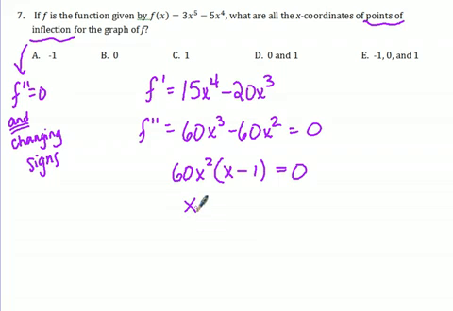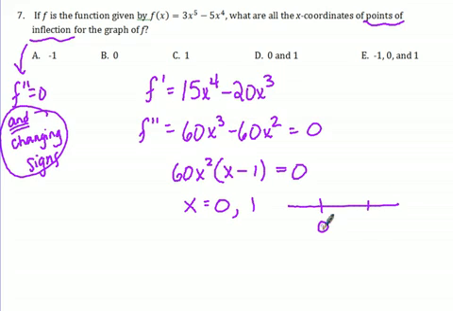So x is either equal to 0 or positive 1. Now don't be tempted to mark answer D here, 0 and 1. We have to check for changing signs. So I'm going to do a number line, 0, 1. If I pick a number in this interval, say negative 1, I'm going to plug it into my second derivative, which is right here. If I plug in negative 1 here, it's squared, so it's positive.